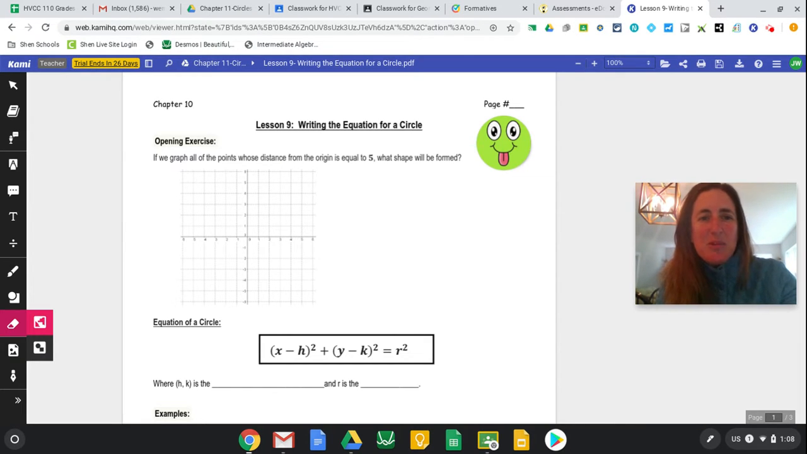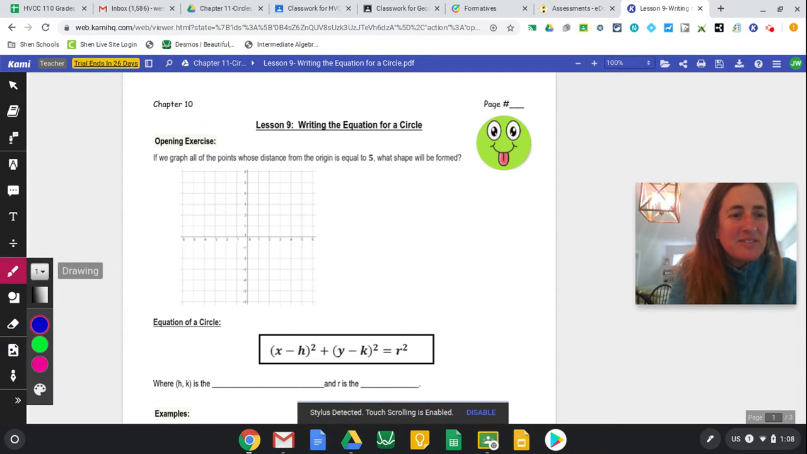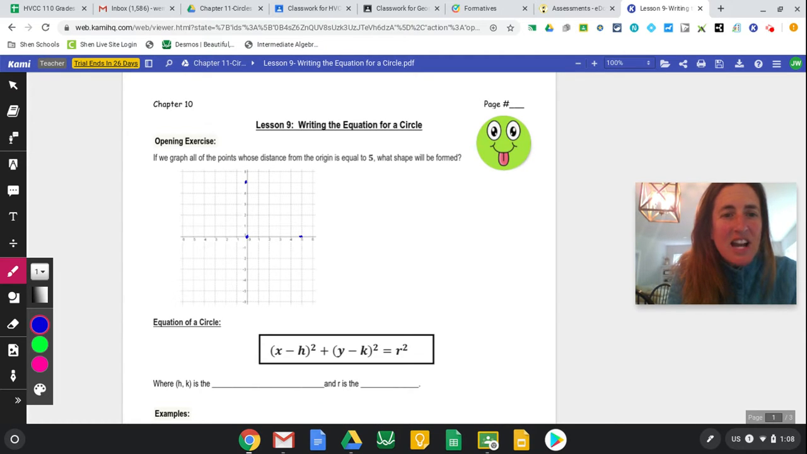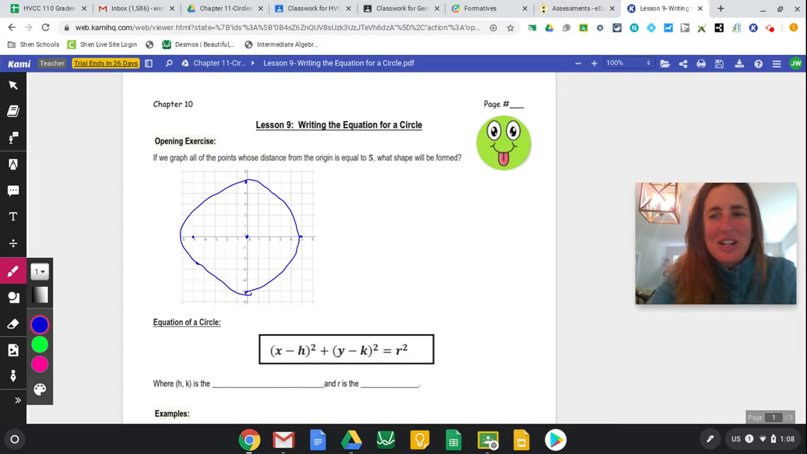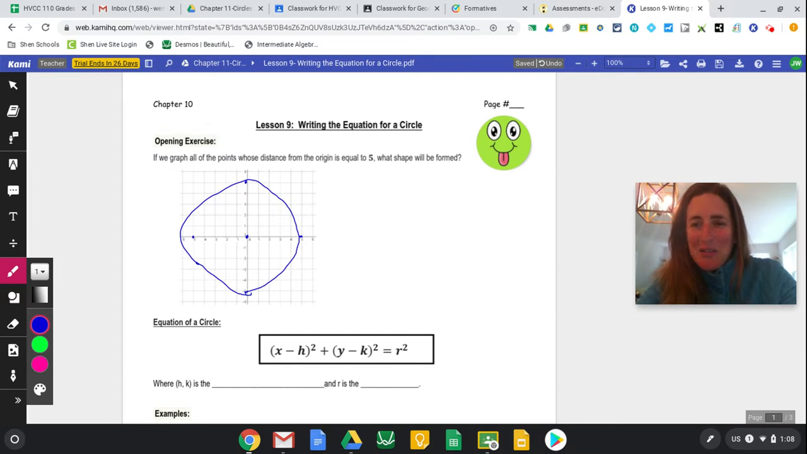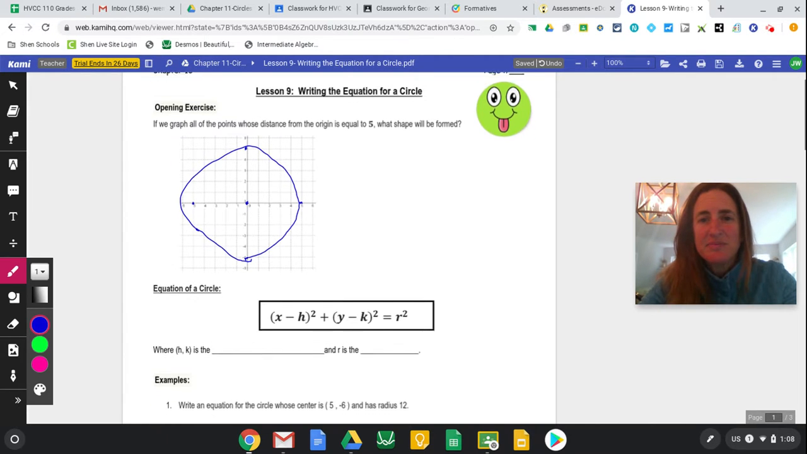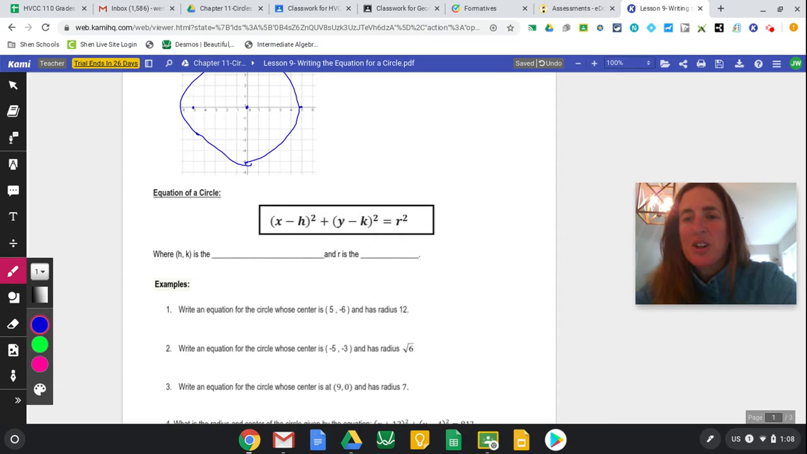It says, if we graph all of the points whose distance from the origin is equal to 5, what shape will be formed? Not too hard to think about since we've been studying circles. It's probably going to be a circle. If we put our center at the origin and then we go out 5 units in each direction on the axes, you can see that if we connected those points up, you can make a circle out of that. That's called a locus, which we used to teach in geometry, but we don't anymore. It's sad. So there's an actual equation for a circle.